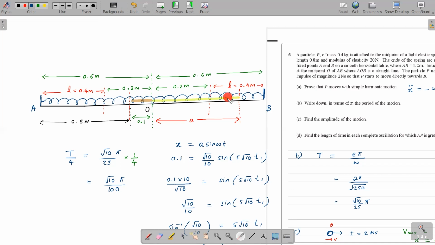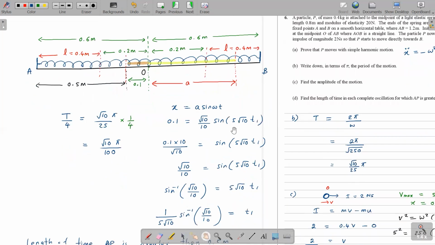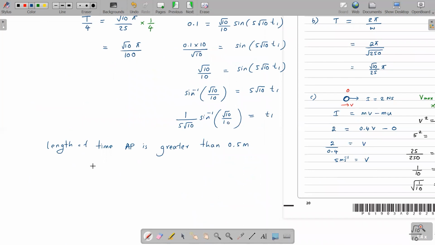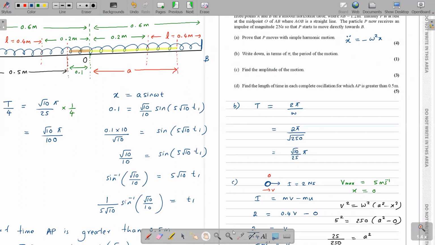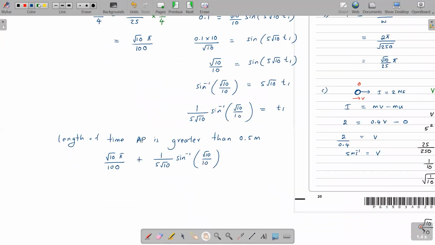Then you get the amount of time where AP is greater than 0.5. So you add the two time durations, root 10 pi over 100 plus 1 over 5 root 10 times sine inverse root 10 over 10. They want the time greater than 0.5 in a single oscillation, right? In a complete oscillation. So in a single oscillation, how much time is it away? So times 2.